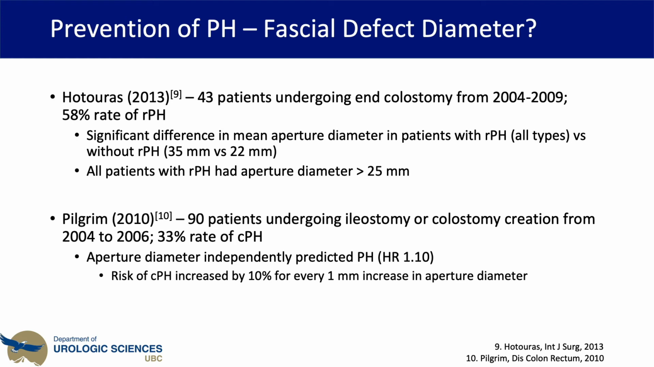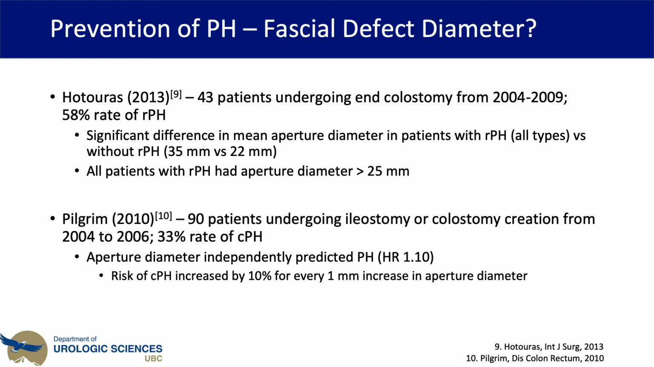Looking at a paper by Pilgrim in 2010, this was coming out of Australia. In contrast, this was parastomal hernias clinically diagnosed. So they actually had an ostomy nurse using this sort of caliper tool to try and measure the fascial defect. They had a 33% rate of hernia, and they found that aperture diameter was independently predictive of parastomal hernia with a hazard ratio of 1.1.